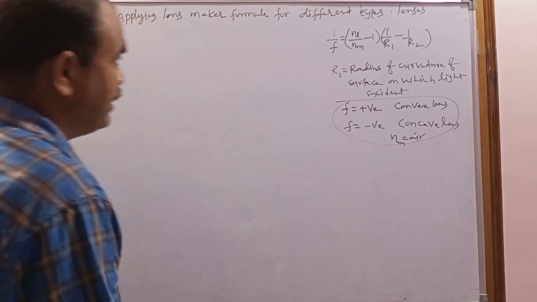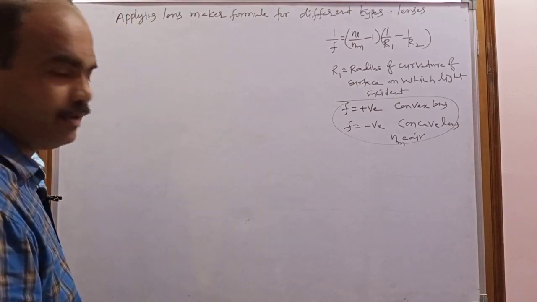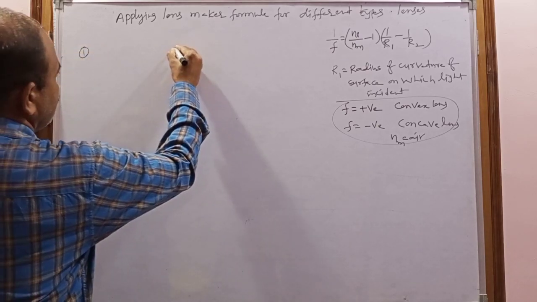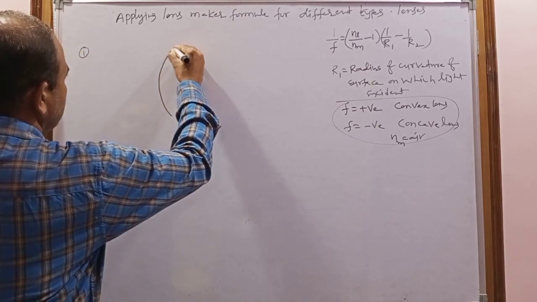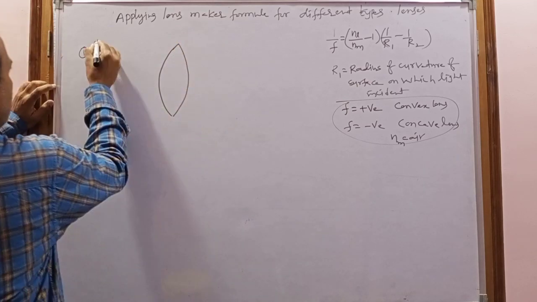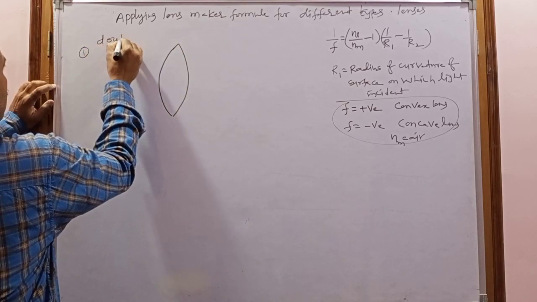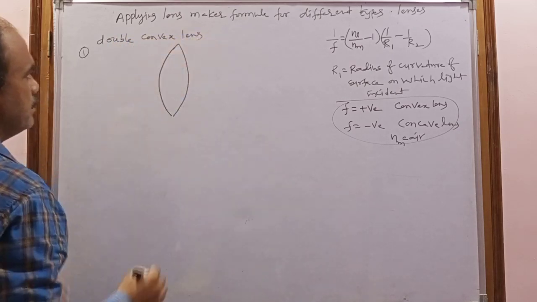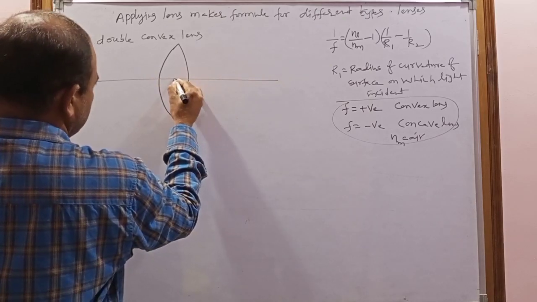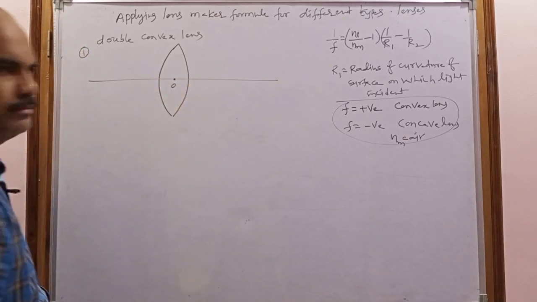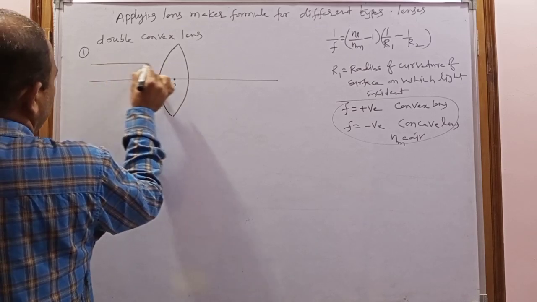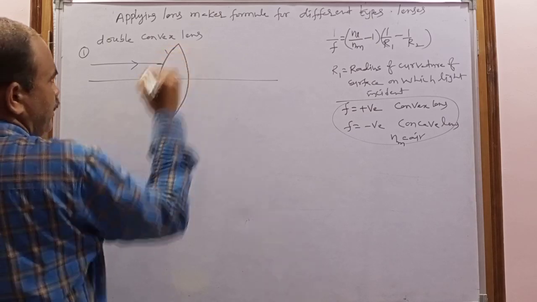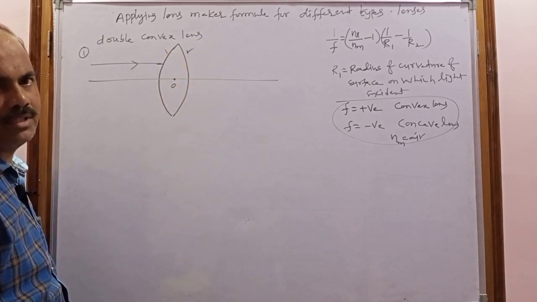Now I am applying this lens maker formula for different types of lenses. First of all, the biconvex lens. This is a biconvex lens, a double convex lens. Now consider this is the optic center, this is the principal axis. For example, the light is incident on this surface, so this surface can be taken as the first surface and this is taken as the second surface.